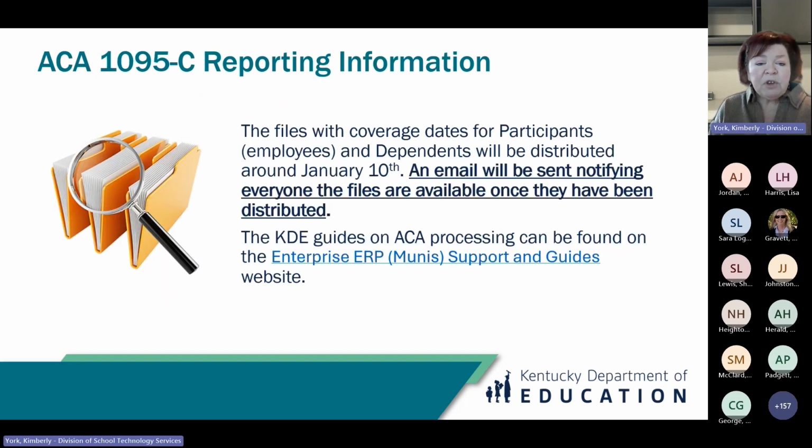So the files with coverage dates for participants, employees, and dependents will be distributed around January 10th. An email will be sent notifying everyone the files are available once they have been distributed. The KDE guides on ACA processing can be found at our guide site for your reference.